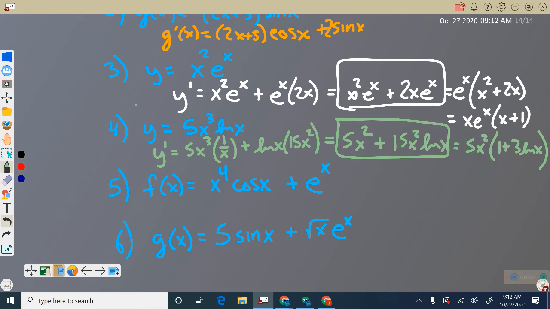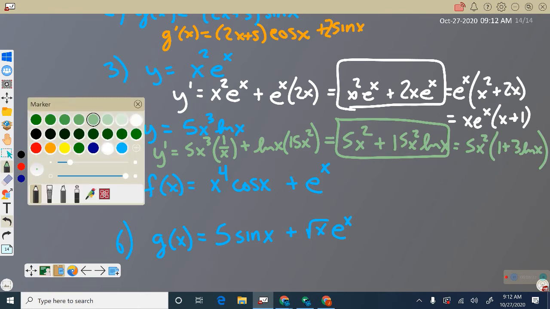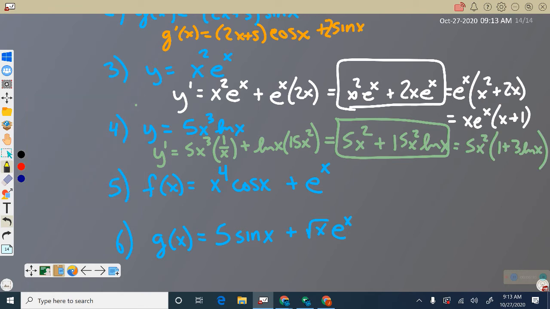All right, and finally here in 5 and 6, we're going to look at a couple of problems that kind of mix in some multiple rules going on here. So with this first one, f prime of x equals, this first part, x to the 4th times cosine of x. Let's do that first.